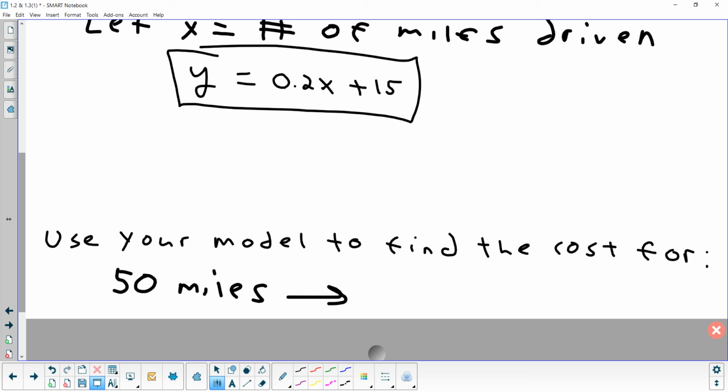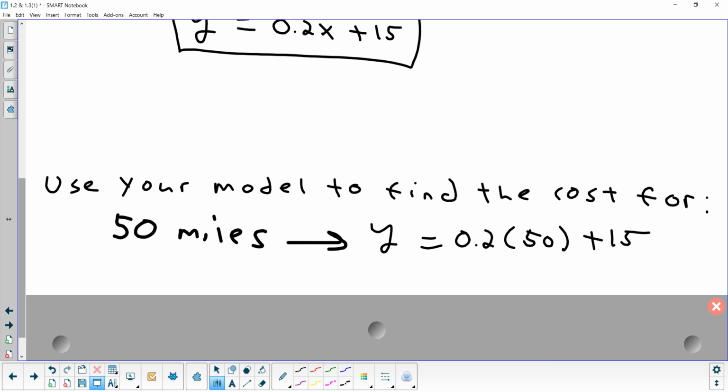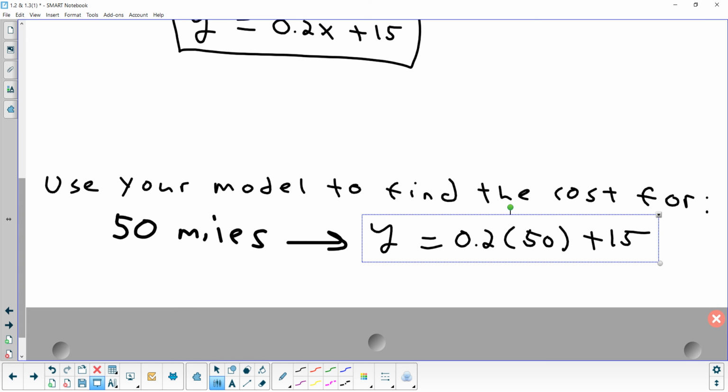Ethan, how would I use the formula that we just wrote to figure out the cost for 50 miles? We'd substitute x for 50. Yeah, we're going to substitute in the 50 where the x is. So we got y equals 0.2 times 50 plus 15. Okay, if you think of 0.2, that's 2/10. 2/10 is the same as 1/5. So in my head, that's really like 1/5 times 50, which is 10. So 0.2 times 50 is 10. 10 plus 15 is 25.